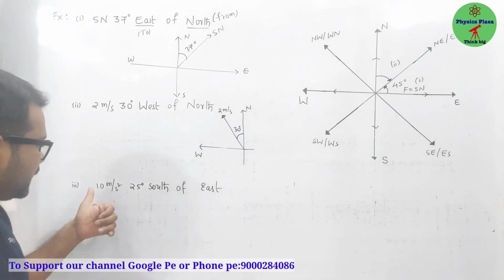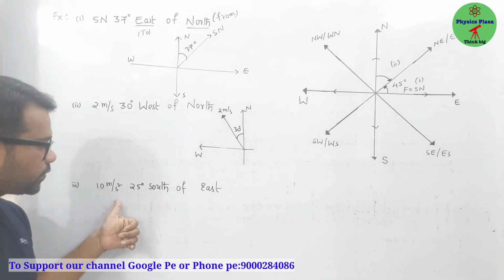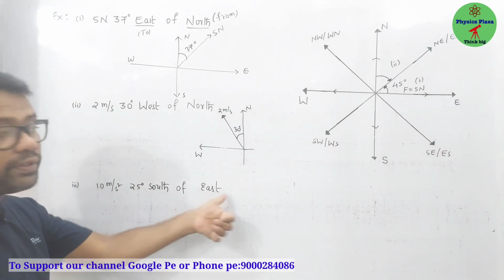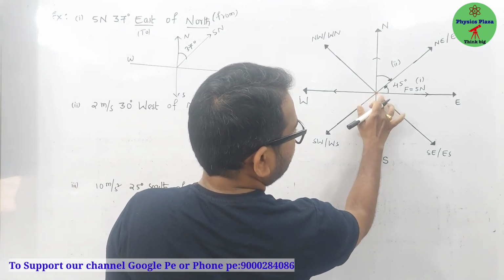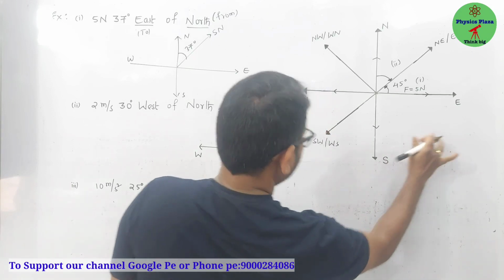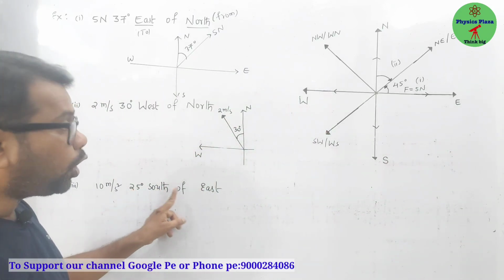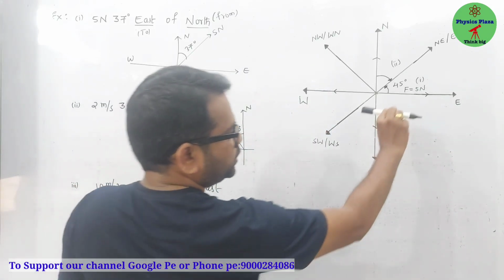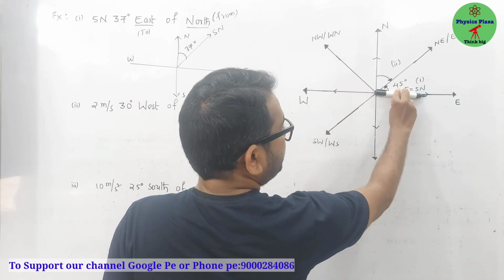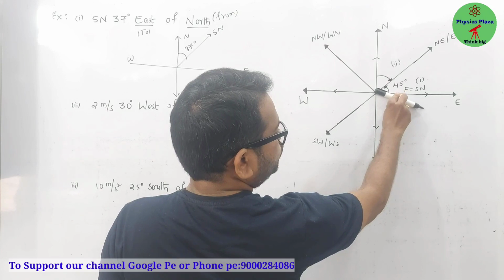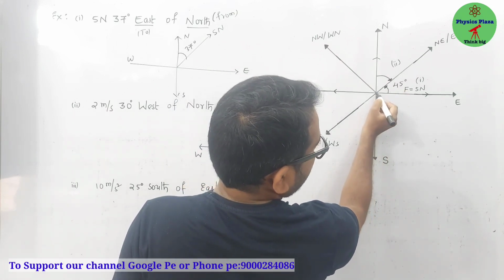Fine. Now look here: 10 meter per second square acceleration, 25 degrees south of east. So south of east, here it is. Let us take this one here only. 25 degrees south of east means the acceleration vector is towards east only, and now it is rotated by 25 degrees towards south.